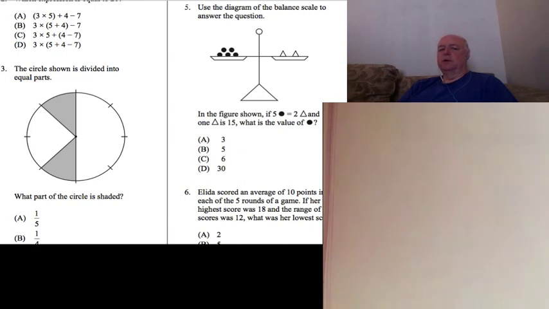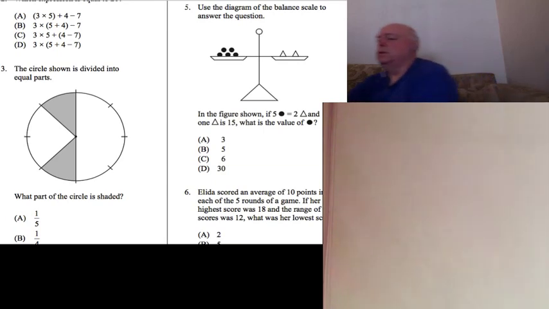So if we go and read the words, use the diagram on the balance scale to answer the question. So in the figure shown, if 5 balls equal 2 triangles, and 1 triangle is 15, what is the value of a ball? Okay, so this is a good question. This is definitely a SHSAT style question.